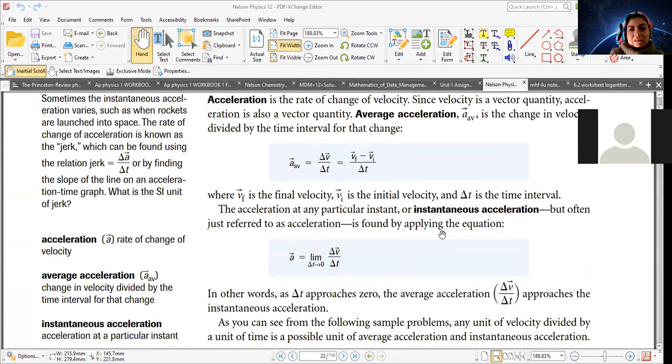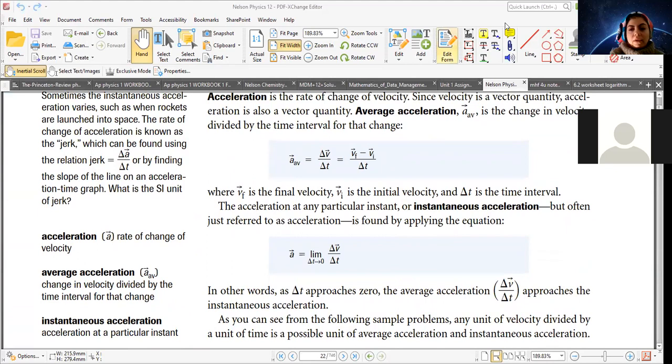What is instantaneous acceleration? If you have a velocity-time graph that is a curved line, it means the velocity is going to change. At different points, you have different velocities, right? For average acceleration, you just take the initial and final points and find the slope of that line. The slope of this line will give you the average acceleration.